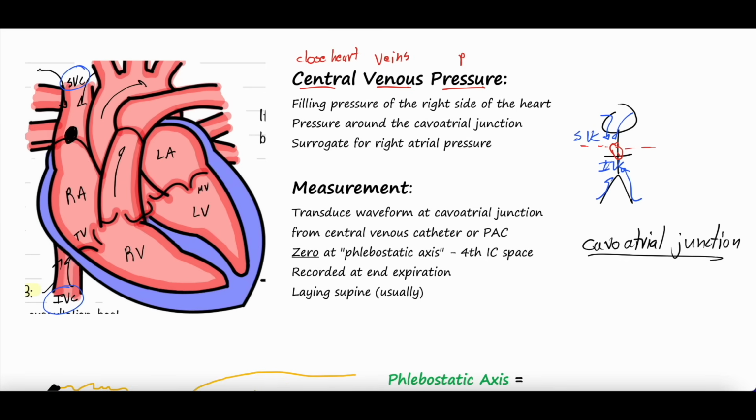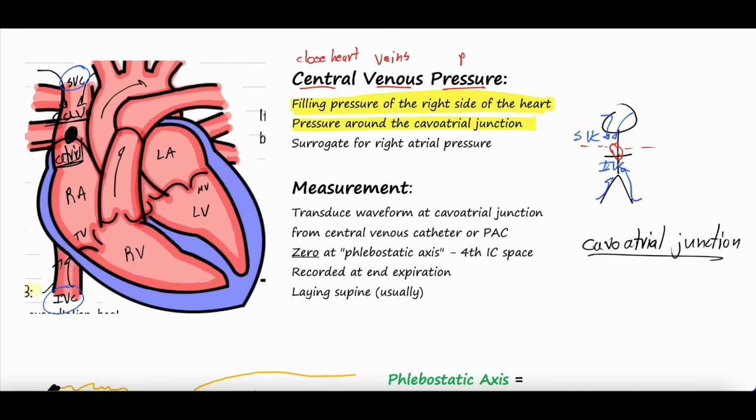So this is the superior vena cava, SVC, oh, let us meet our computer. And this is the right atrium. So the cavo-atrial junction is where the superior vena cava meets the right atrium. And that gives us this marker for the filling pressure of the right side of the heart, all right? Or the filling pressure, the pressure at the cavo-atrial junction.